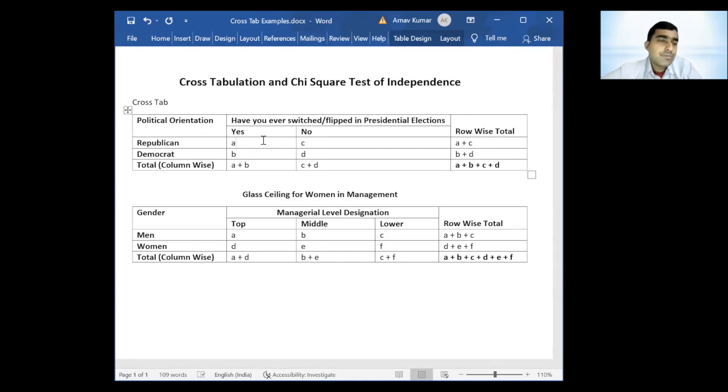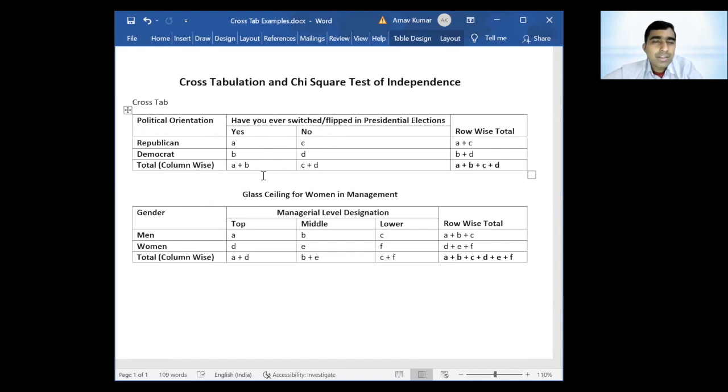Now, if we have to find whether the voters of one particular political group are switching more than others, or is it the same? We can see the absolute count. For example, we can compare A with B, because A is the number of Republicans who have switched and B is the number of Democrats who have switched. So we can compare A with B.